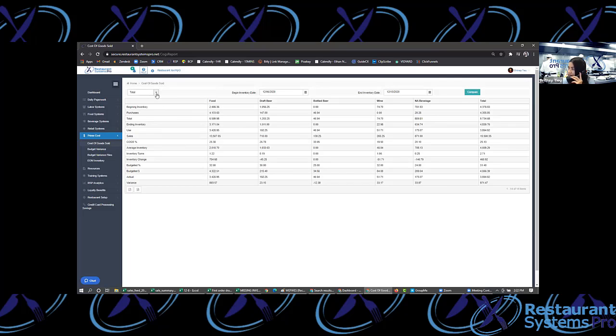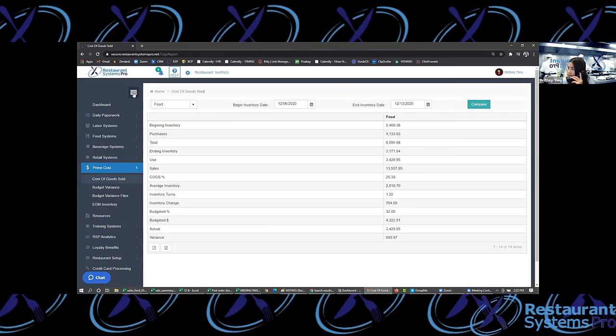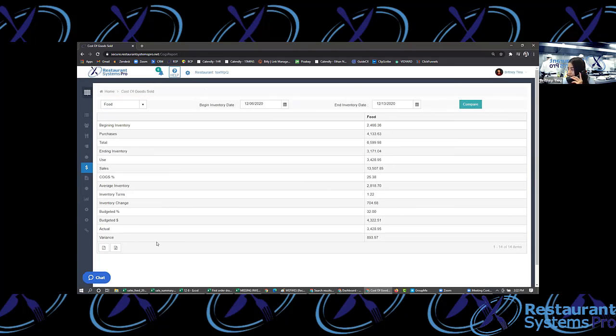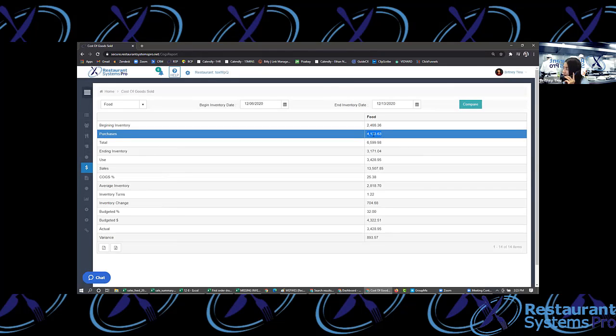For the sake of making your life a little bit easier in how you're viewing this report, you can look at it with all categories. I'm just going to select food so it's easier to look at on this call. Now, I'm going to go over these columns so that they make a little more sense to you. The first column I see is beginning inventory. So it's saying that I started with $2,466.36 worth of beginning inventory. During this week period, I purchased $4,133 worth, and my ending inventory was $3,171.